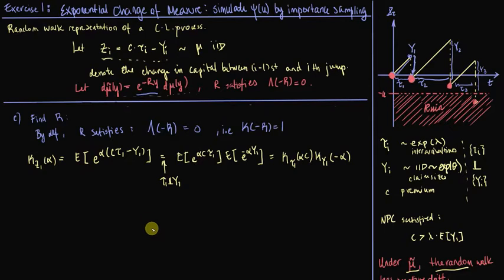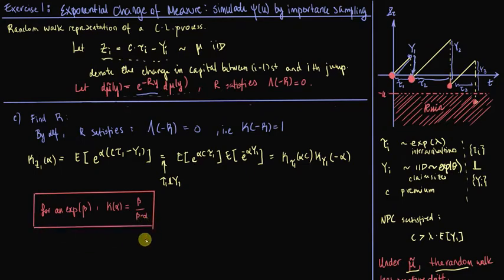Now both tau 1 and y1 are exponentially distributed, so just recall that for an exponentially distributed random variable with parameter beta, for example, the moment generating function in alpha is given by beta divided by beta minus alpha. That is just a very useful little reminder to keep with you.